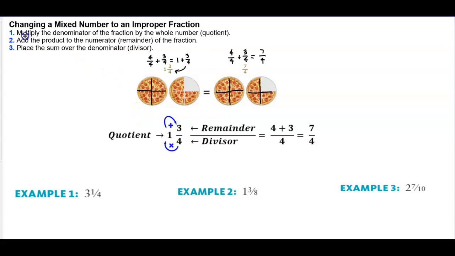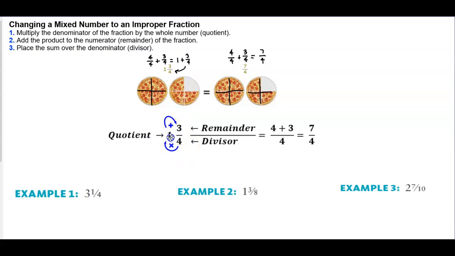Now, the instructions first is to multiply the denominator of the fraction, which is the same thing as a divisor, by the whole number, which is the quotient. Then we're going to add the product to the numerator, which is the remainder of the fraction, and then we're going to place the sum over the denominator of the divisor. So let's take a look down here.